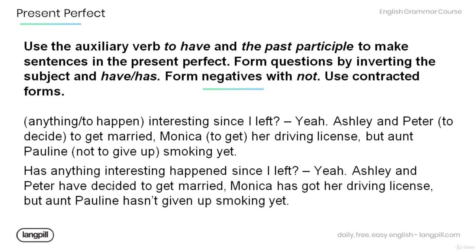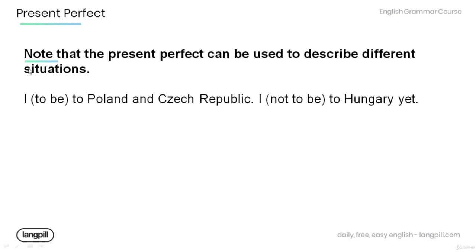Has anything interesting happened since I left? Yeah, Ashley and Peter have decided to get married. Monica has got her driving license, but Aunt Pauline hasn't given up smoking yet. Note that the present perfect can be used to describe different situations.